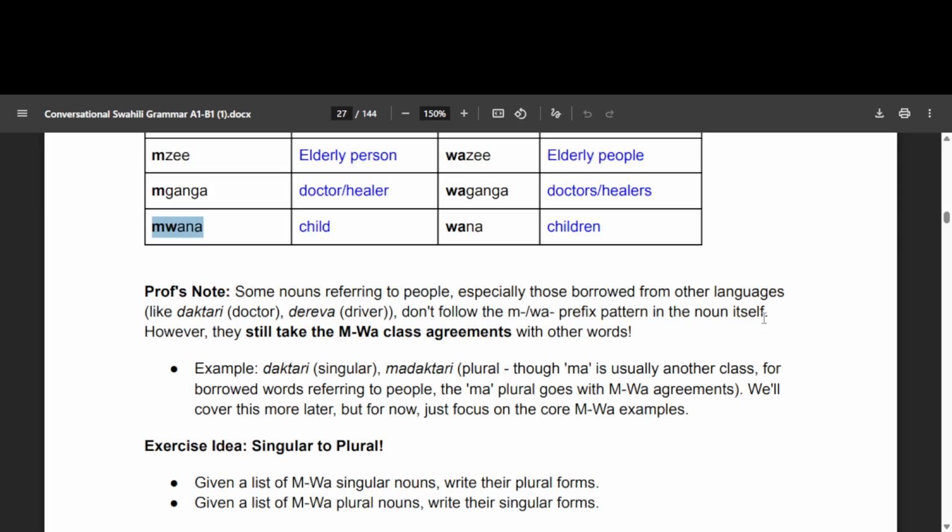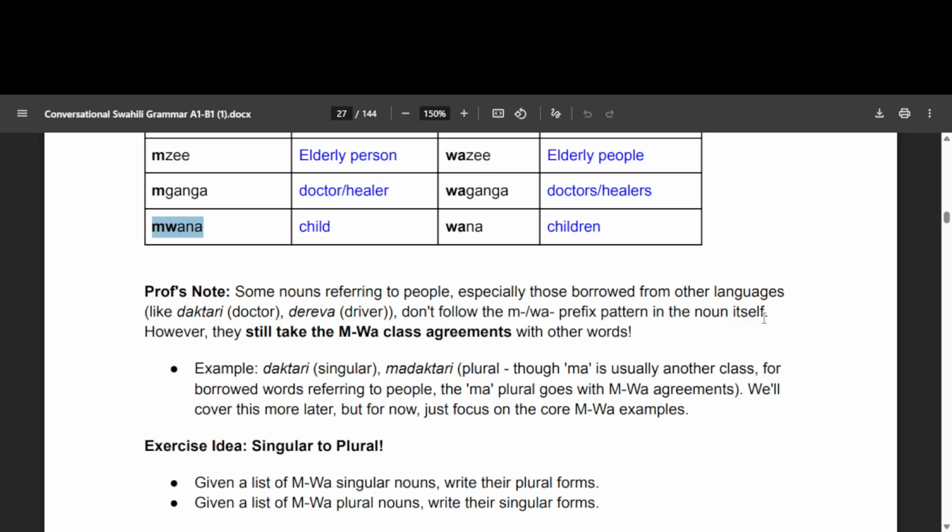Two, mwanafunzi, a student. What is the plural for mwanafunzi? Wanafunzi. You got that right, okay? Three, mhandisi, an engineer. Mhandisi. What's the plural for mhandisi? Let's see. Wahandisi. You got that correct.